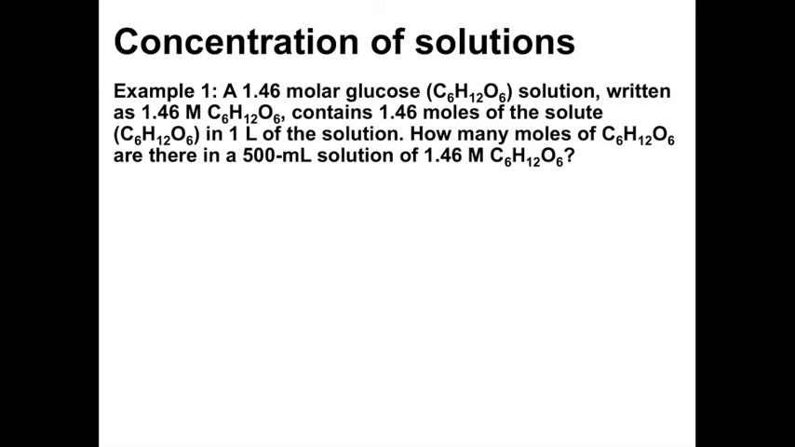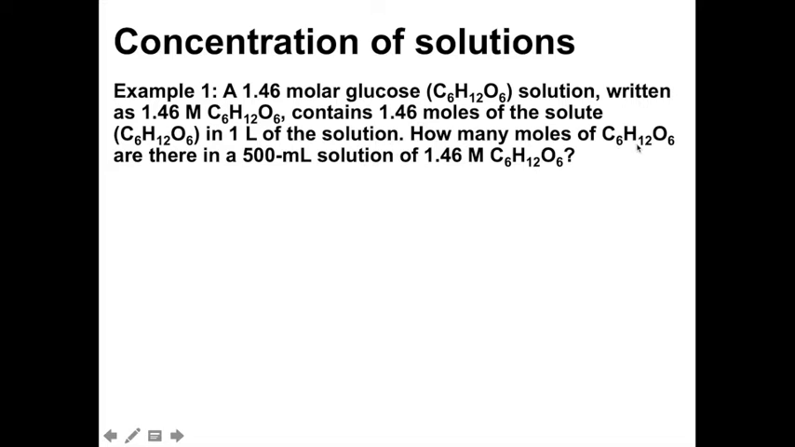Okay, so we have here a sample problem. Don't be overwhelmed by the problem, by the length. We have a 1.46 molar glucose solution, so we write it as 1.46 M C6H12O6. This solution contains 1.46 moles of the solute in 1 liter of the solution.